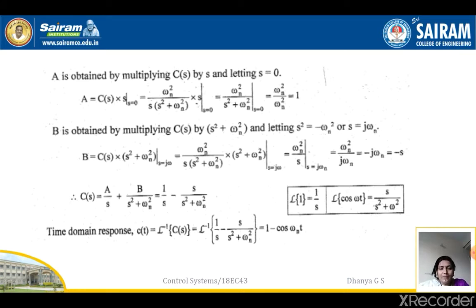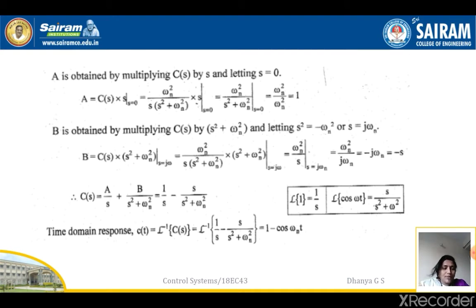b is obtained by multiplying C of s by s square plus omega n square and letting s square is equal to minus omega n square or s is equal to j omega n. So you can see the equation over here. B is equal to C of s into s square plus omega n square letting s is equal to j omega n. So you have to substitute what is C of s. C of s we know is omega n square divided by s into s square plus omega n square, into s square plus omega n square, letting s is equal to j omega n. If you are substituting like this, you can see that s square plus omega n square is there in both numerator and denominator. It will get cancelled and remaining is omega n square by s letting s is equal to j omega n. Now you have to substitute s by j omega n so that you will get omega n square divided by j omega n.